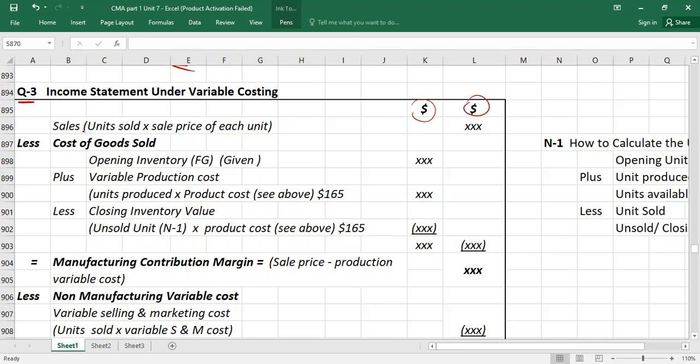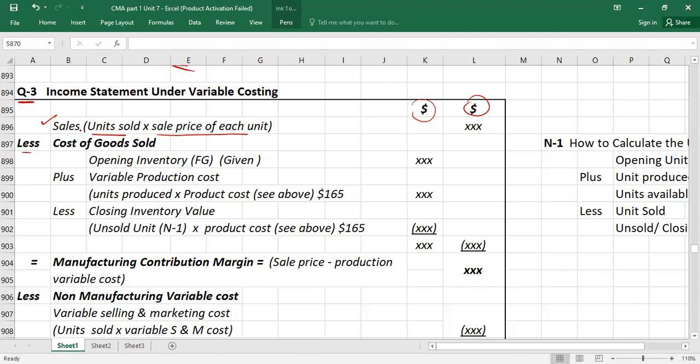Understood? So the first item we will write in the income statement is what? Sales. And need concentration now. Everything is written there, you just need to understand what I am saying. Sales, how will you record? You will always take units sold times sale price per unit. Because in the exam question, it will tell you units produced, units sold, units unsold. Different units it will tell you. So when you write the sales here, make sure you are taking units sold times the sale price of each unit. Understood? Clear?